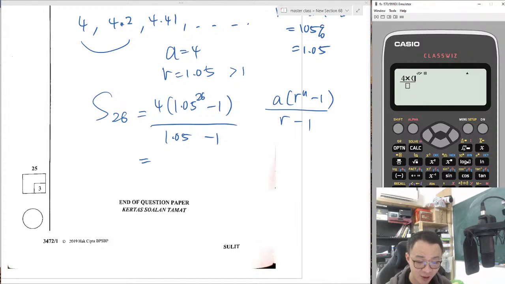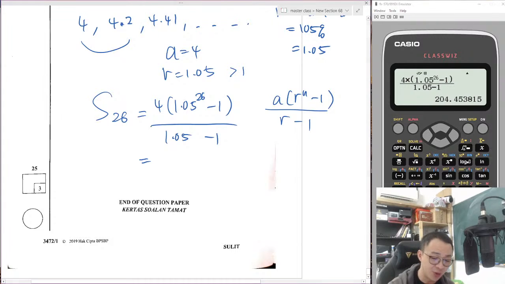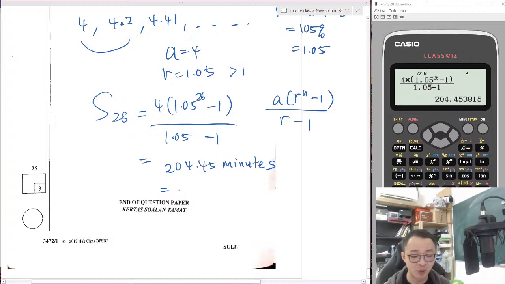4 multiply (1.05 to the power of 26 minus 1), and then the bottom will be 1.05 minus 1. Right, I take quite long here, which is 204 minutes. But I don't want minutes. The answer wants hours and minutes. So what I will do is divide by 60 first to find how many hours I have. Oh, it's about 3 hours.